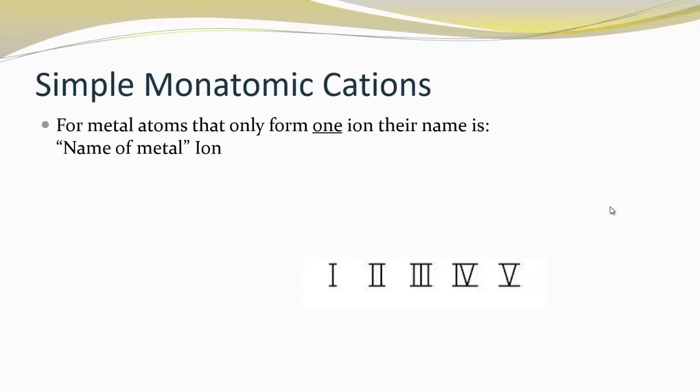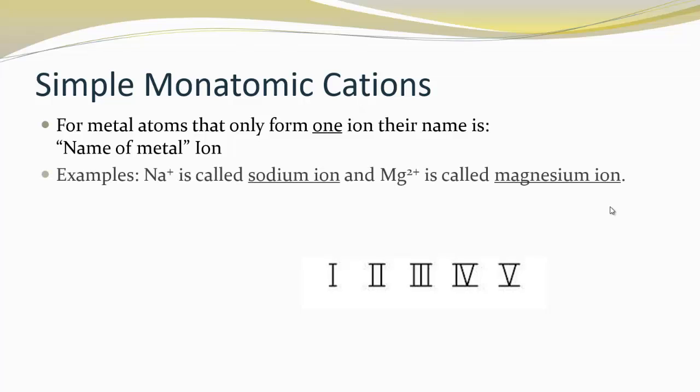Okay, so next up, we're going to be going over how to name the individual pieces. You may notice there's some Roman numerals there at the bottom. You're going to need to know how to count to 5 with Roman numerals. To name metal ions, it's very simple. You just take the name of the metal and then add the word ion.